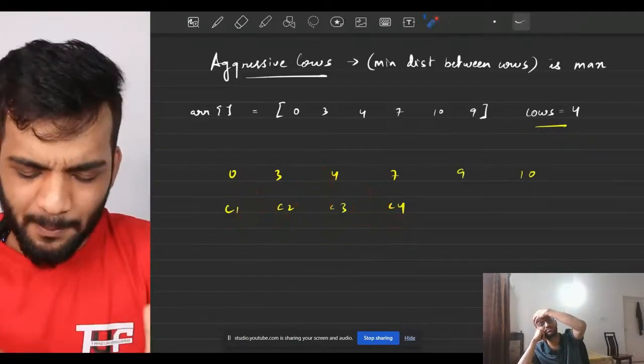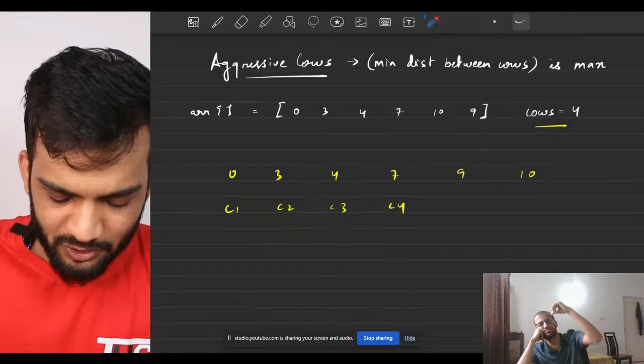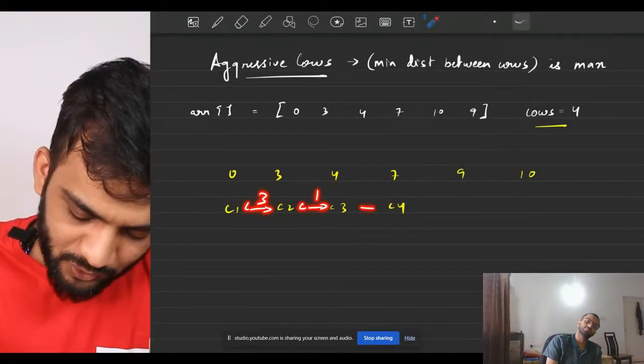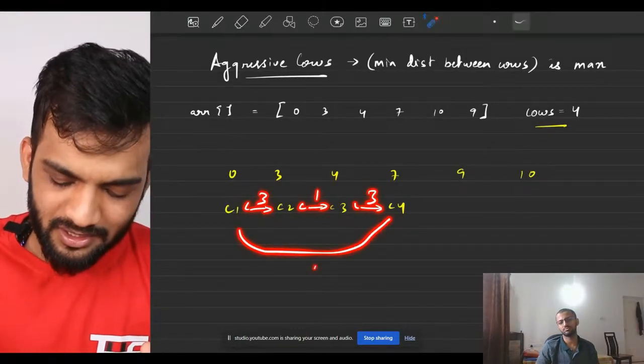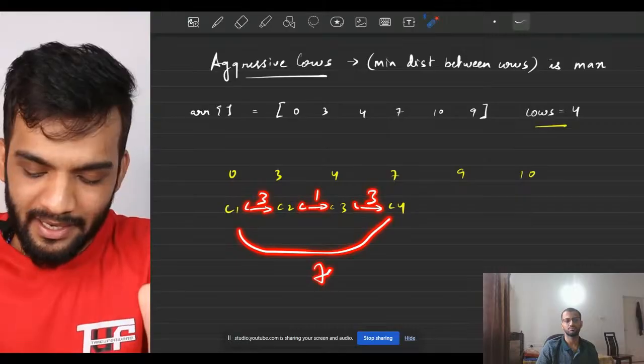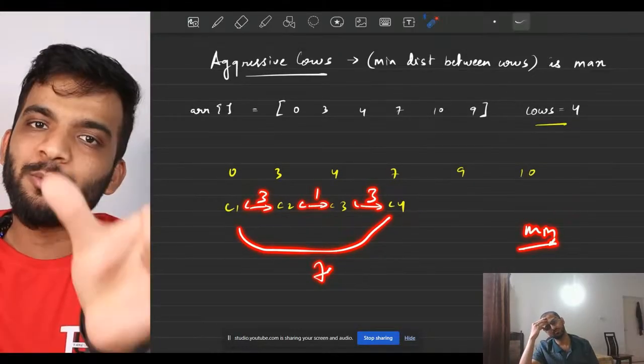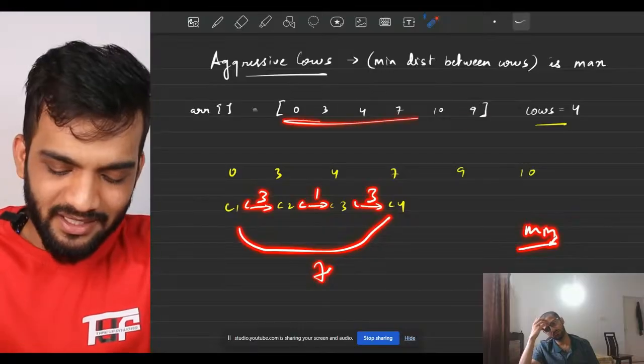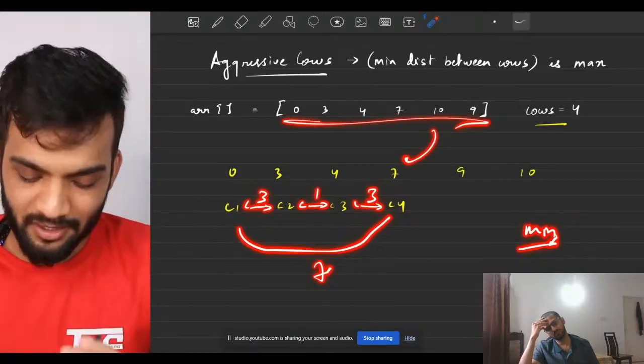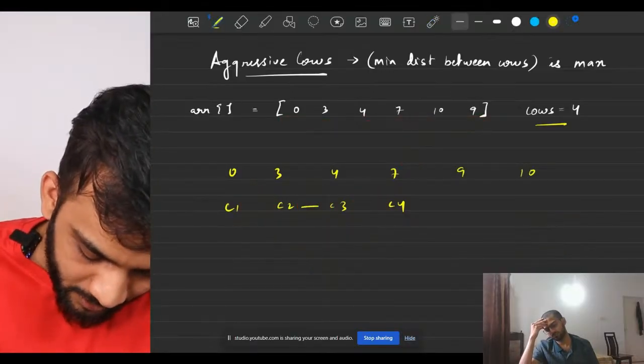And that will always be between consecutive cows. If you just figure out 3, 1, 3, you don't need the distance between these two because you're looking for the minimum. And the minimum will always happen to be between consecutive stalls. That is the reason I sorted the stalls. Got it? So I know that the minimum is between this one.